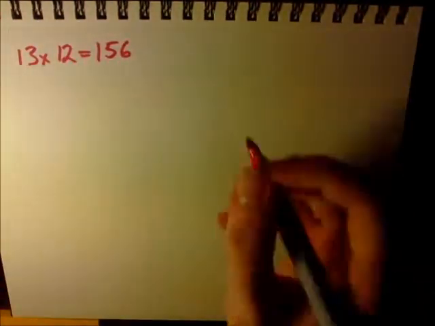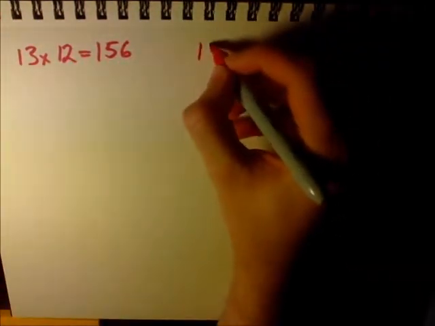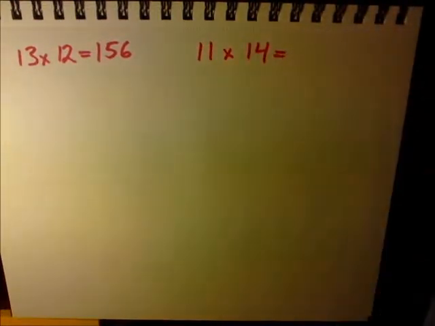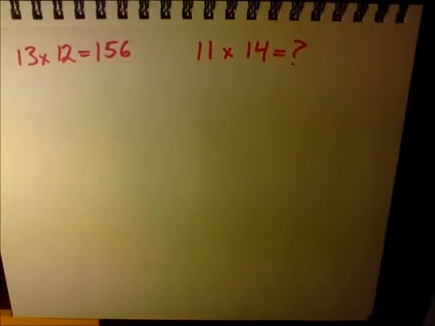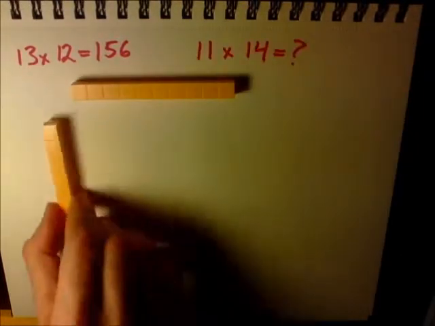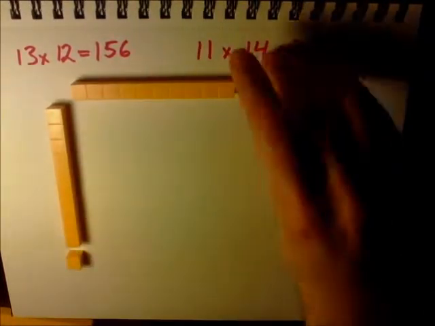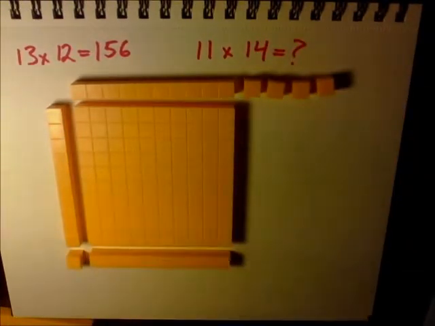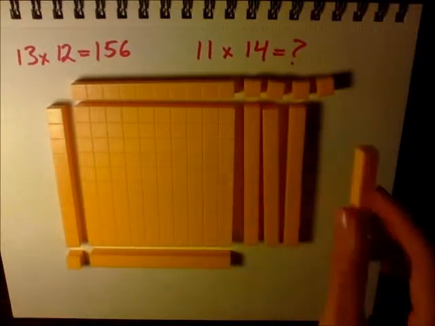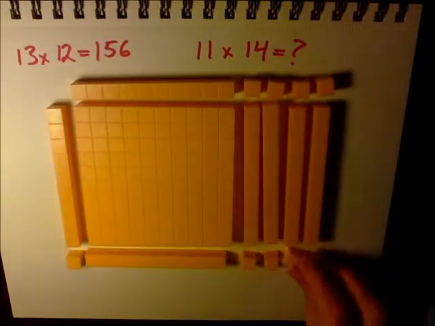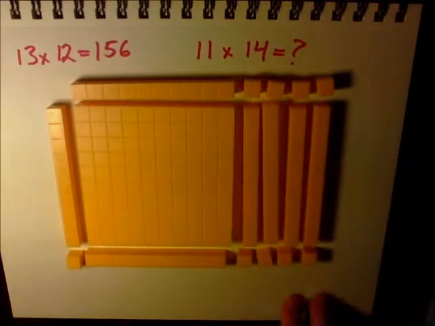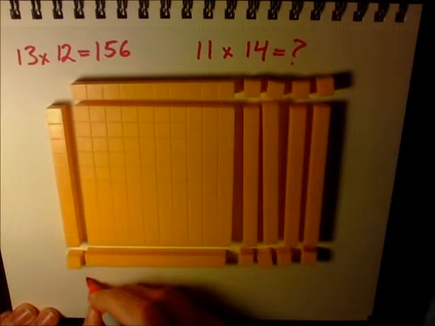Now, let's try another one. How about 11 times 14? This time, we'll start with the base 10 blocks. First, we start by representing the multiplicands on the side, using rods and units. Then, we fill in the rectangle, like so. We see that we have 1 flat, 5 rods, and 4 units. Therefore, the answer is 154.